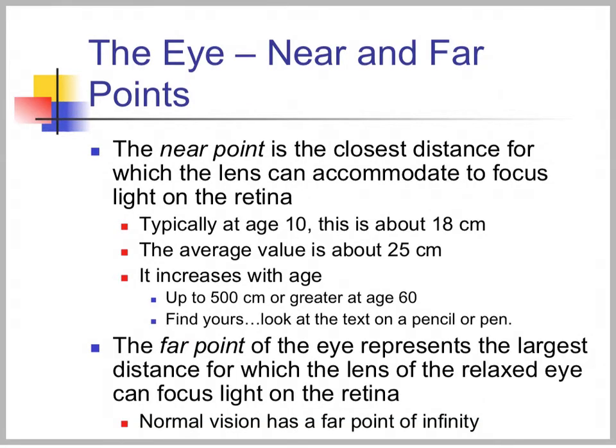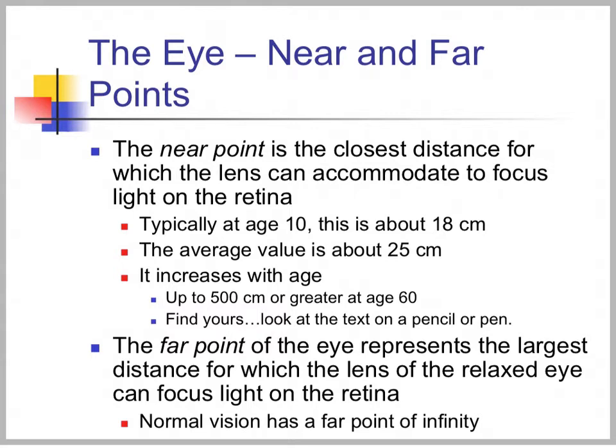The near point is the closest distance for which the lens can accommodate to focus light on the retina. Typically, when you're around age 10, that's about 18 centimeters. The average value is about 25 centimeters, and it increases with age. It can get quite large, like 500 centimeters or greater at age 60.